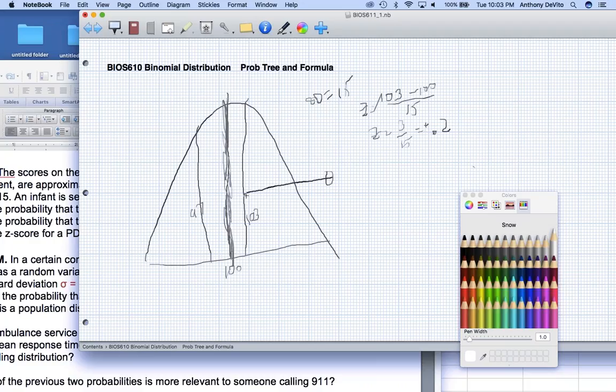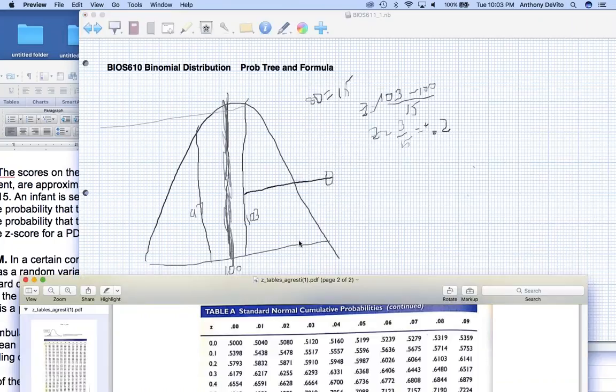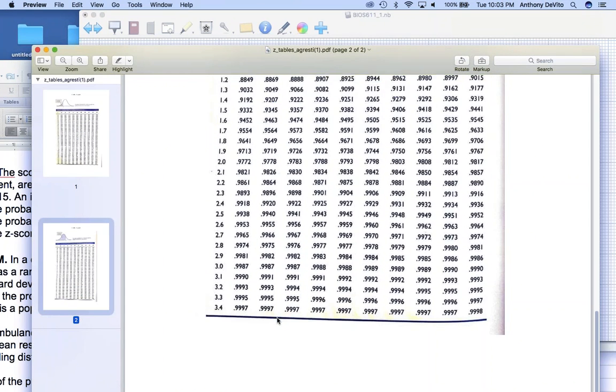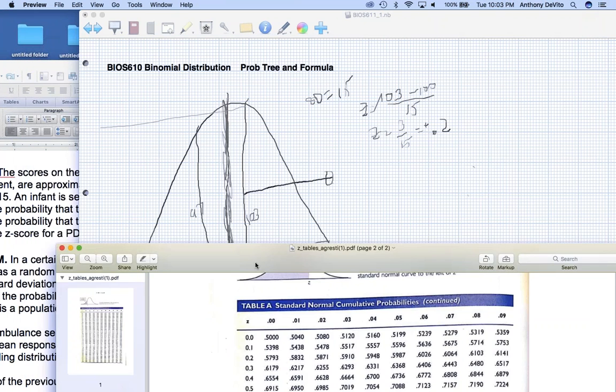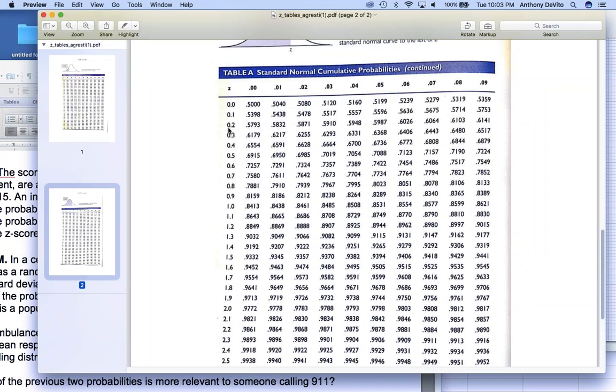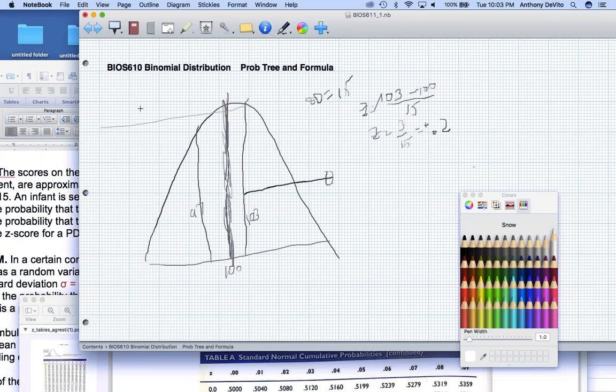So my tables do not give me the area to the right. They only give me the area to the left from here down. So I'm going to call up my z-table. Okay, here's my z-table. So positive 0.2 is 57.93. I'm going to call that for our purposes 58%. So the area to the left of here is 58%.